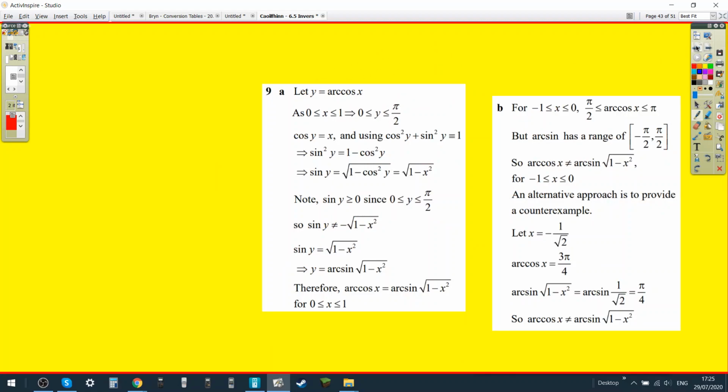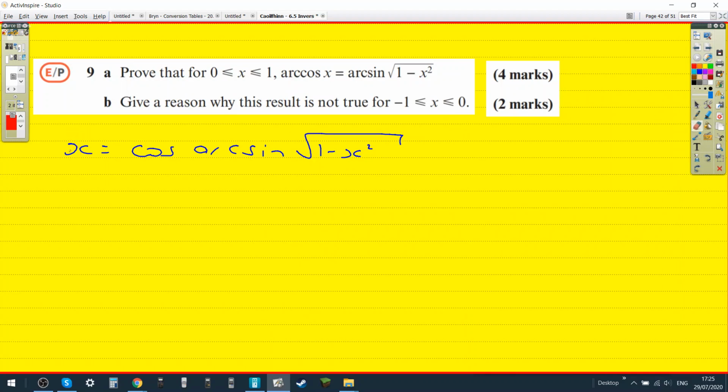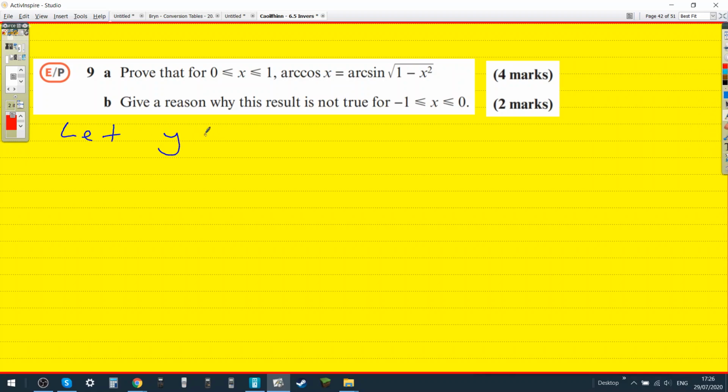Let y equal arc cos x. Yeah, see, they snaked me. I knew there was something like that. Okay, let y be equal to arc cos x. And so y equals arc sine of the square root of 1 minus x squared. Okay, make x the subject. So square both sides. Not yet. Sine both sides. Yeah.